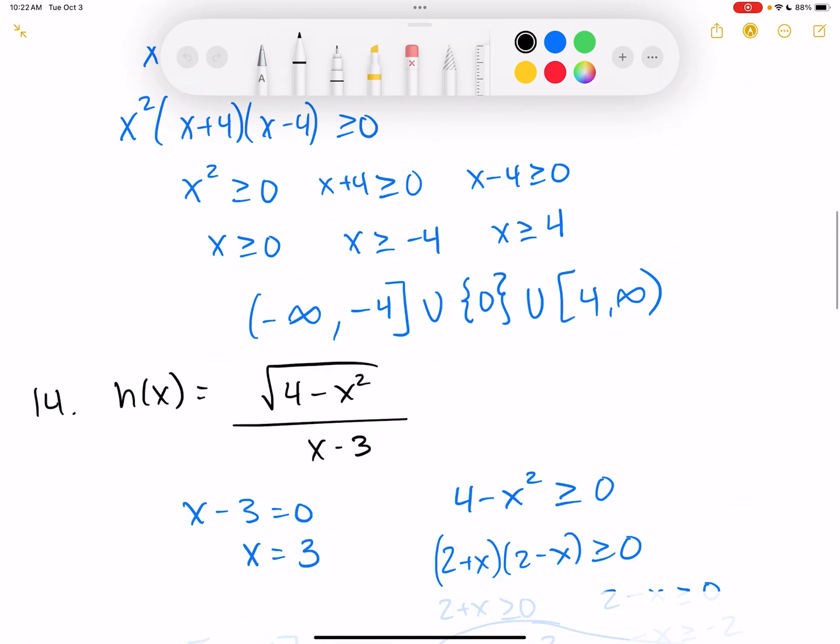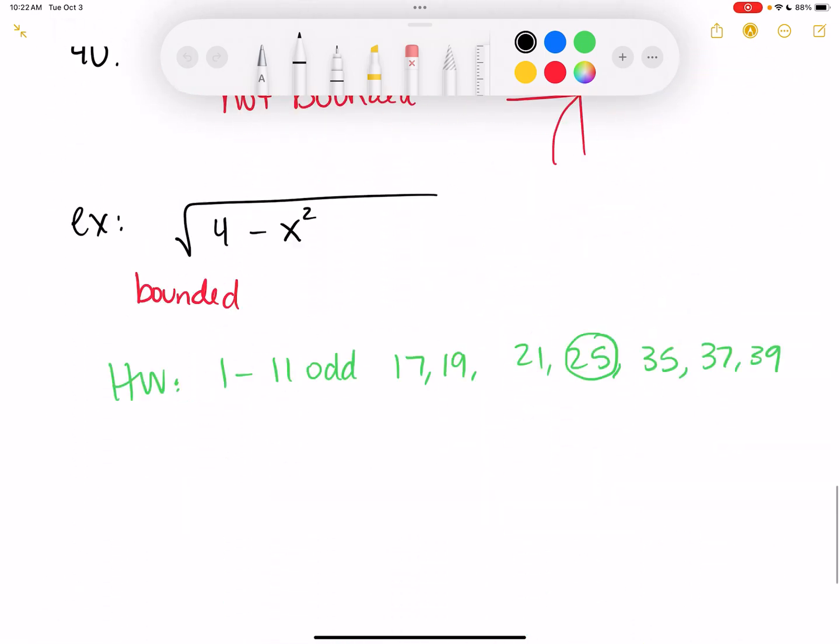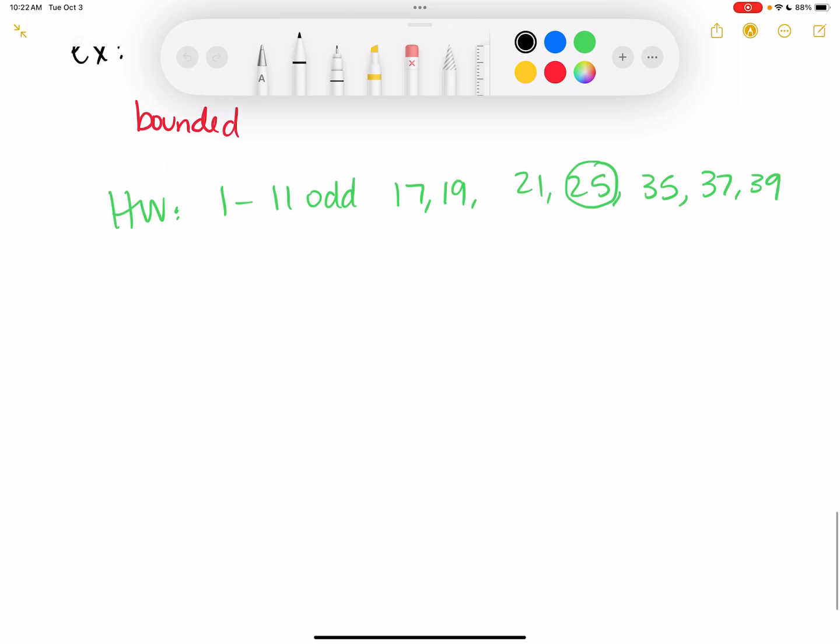I'm looking over the problems, and I'm just like, I didn't do anything because I didn't really know what to do. I was like, I don't know what I'm doing here.